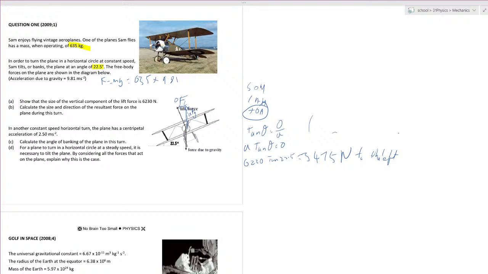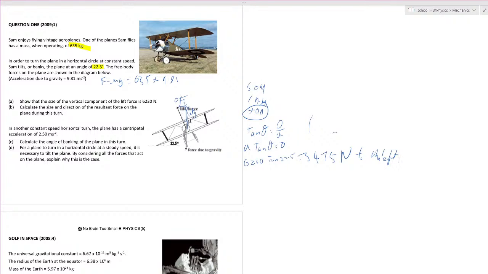Okay, in another constant speed horizontal turn, the plane has a centripetal acceleration of 2.5 meters per second squared. Calculate the angle of banking of the plane in this turn. Okay, so we've got a centripetal acceleration of 2.5 meters per second squared, and we want to find out theta, the angle of banking.